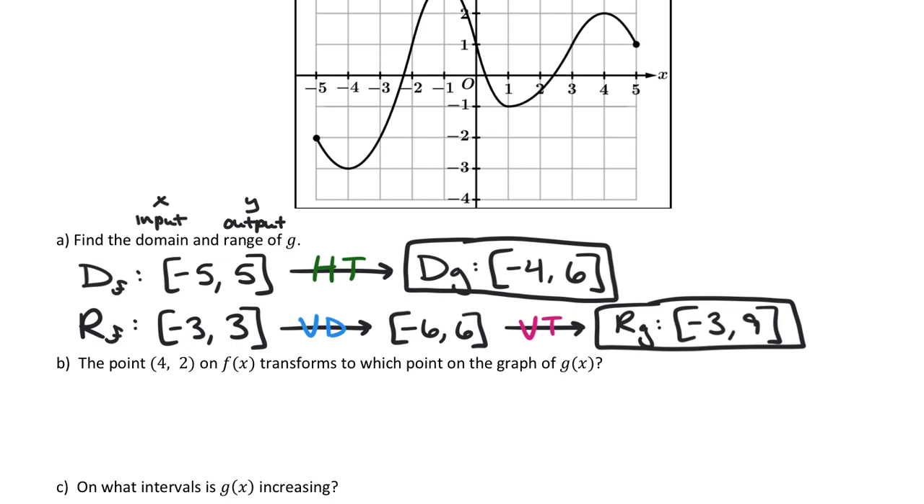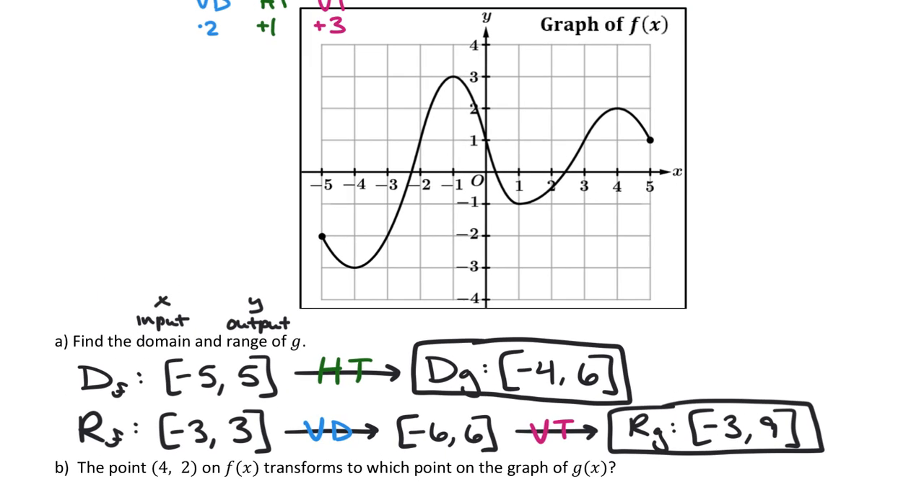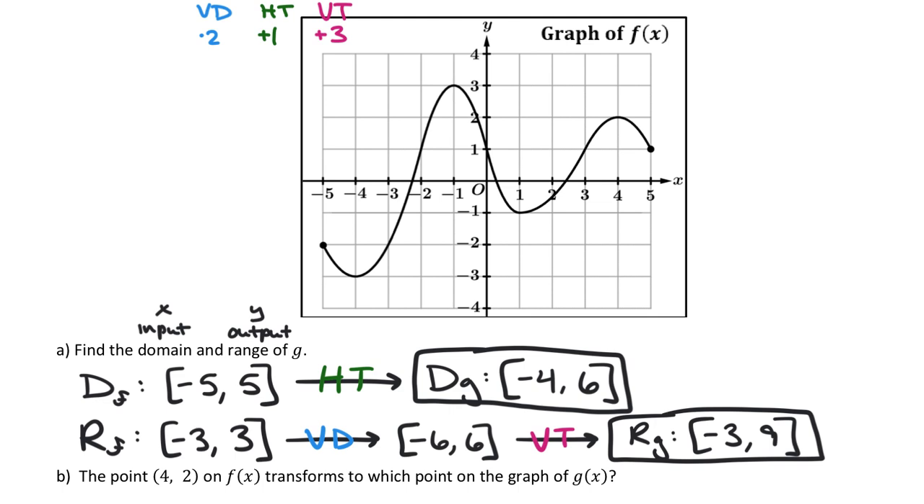To start, the range of f. Range is the output values that I use. So I look how low the graph goes. This is the lowest this graph goes, right? -3. How high does this graph go? 3. So the range of f is from -3 to 3. But then for g, I need to vertically dilate it, which means times 2. So I multiplied -3 and 3 times 2, and then I have to vertically translate it, so I add 3 to both numbers. Yes? We followed.